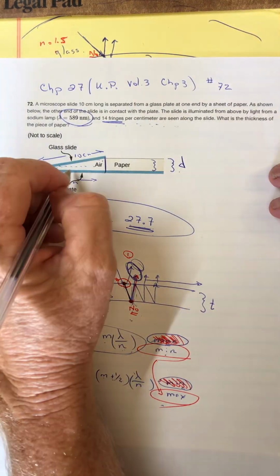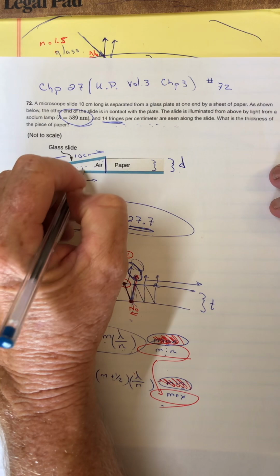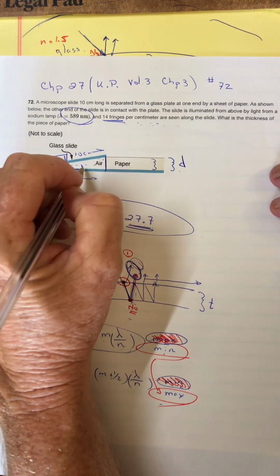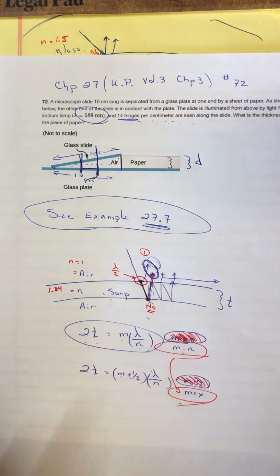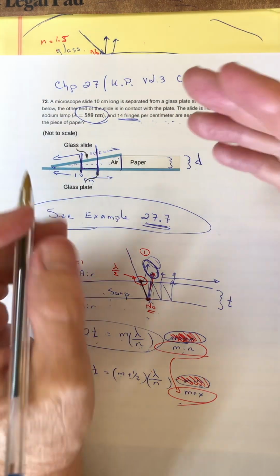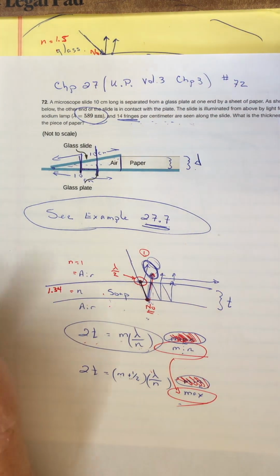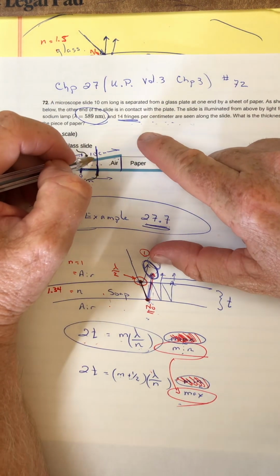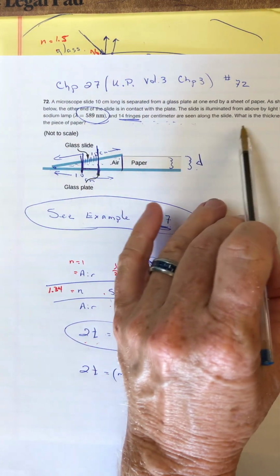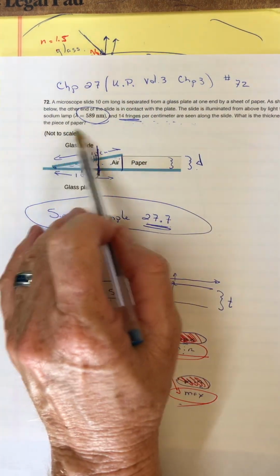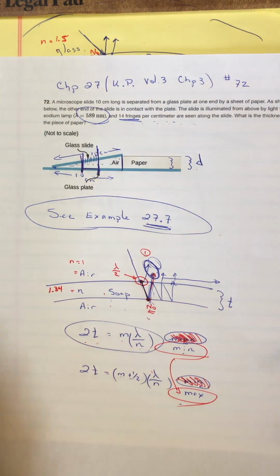So if you were to look at, I'll just go right here, a 1 centimeter piece of the whole slide, and just focus on that 1 centimeter, and if you were to look down, you would see 14 bright-dark patterns. And then it asks for the thickness of the piece of paper.